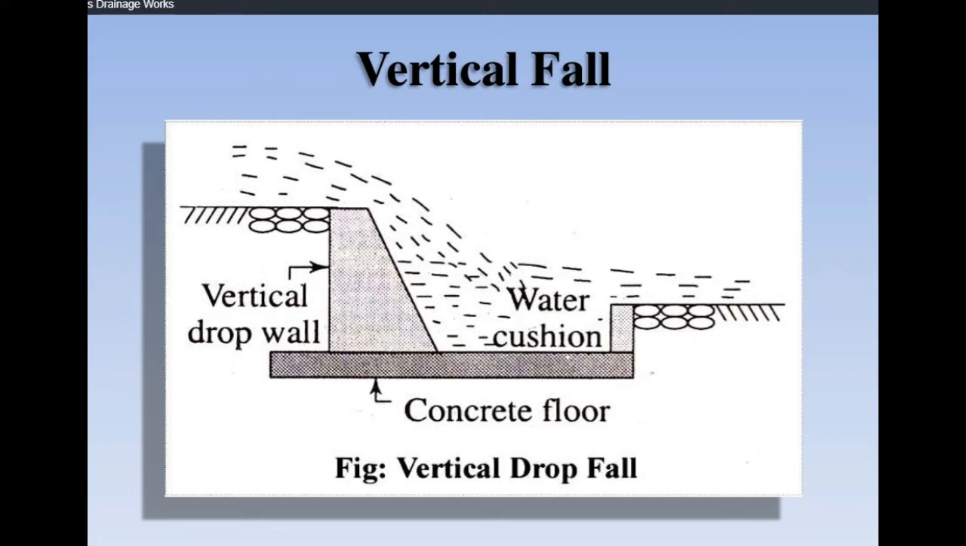Now see, it is the water cushion that is the shape of the Sharda fall. That is the vertical drop fall and that is the cushion. That is the stone masonry, and there is the masonry structure with rich cement mortar coating.